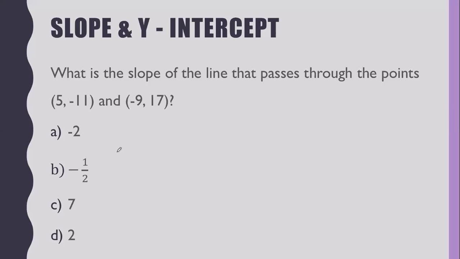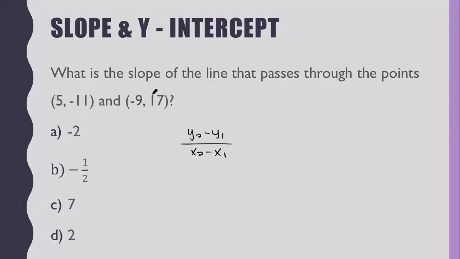Okay. What is the slope of the line that passes through these points? How do I figure out slope? Y2 minus Y1 over X2 minus X1. To find the slope, this is not something you have to memorize. It's on your formula chart, which I'll print one out eventually.